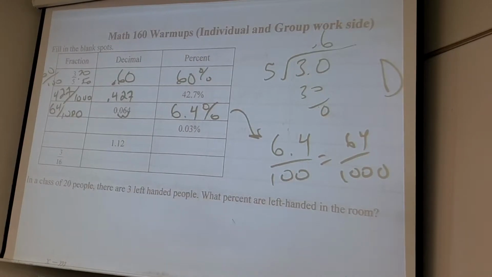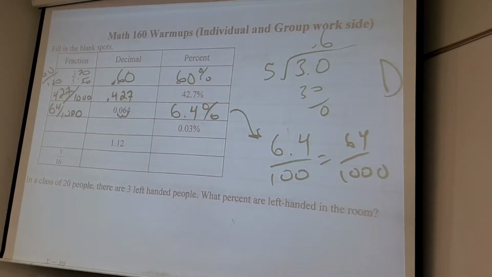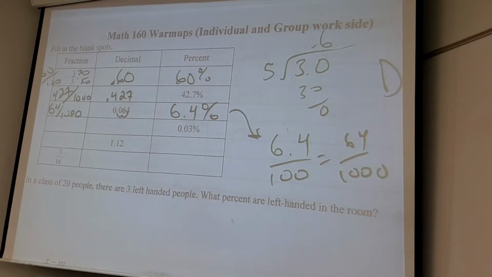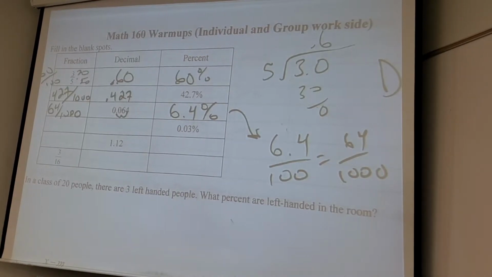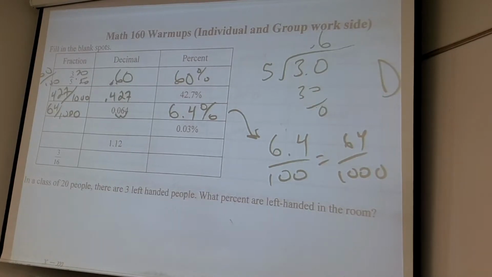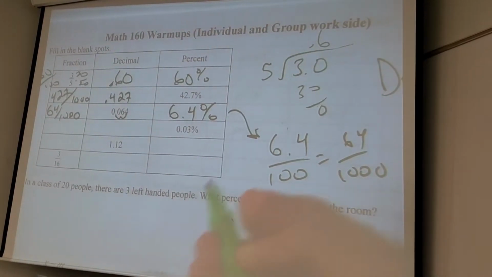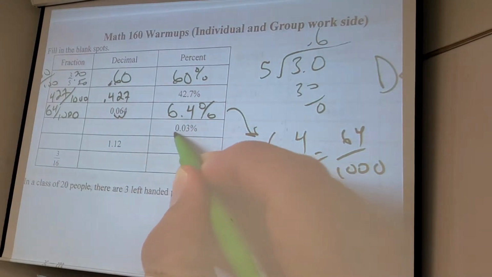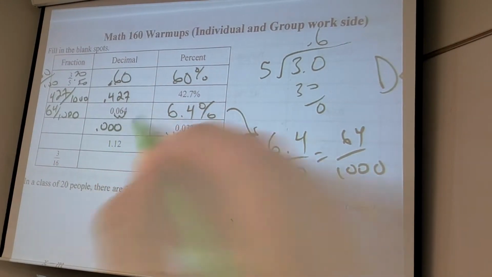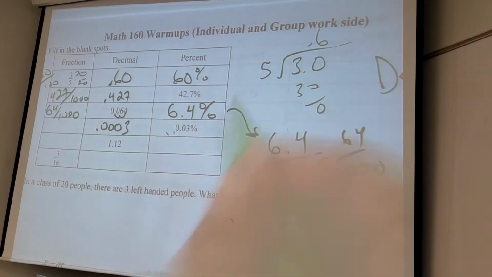This one is kind of evil because your brain says it's already so tiny, but if I want to change it to a decimal, which way do I move the decimal place? To the left, right? So I got to move it once, twice. Everybody with me? So once, twice. I got to put another zero in there. Right? Yeah, there we go.